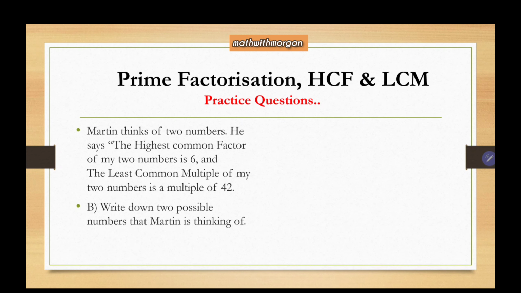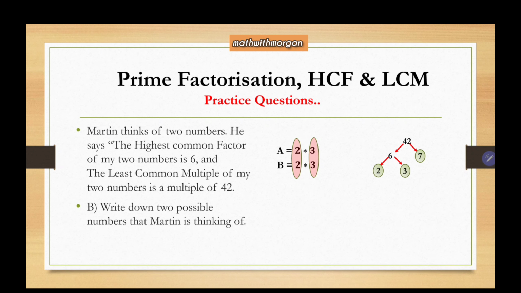Write down 2 possible numbers Martin is thinking of. So let's let the 2 numbers be A and B. If they have a highest common factor of 6, it means both of them share 6 in common, and 6 can be written as 2 times 3. So both of them will be in common like this. And if they have a least common multiple of 42, it means that you would have to prime factorize 42 and take out 2 times 3.